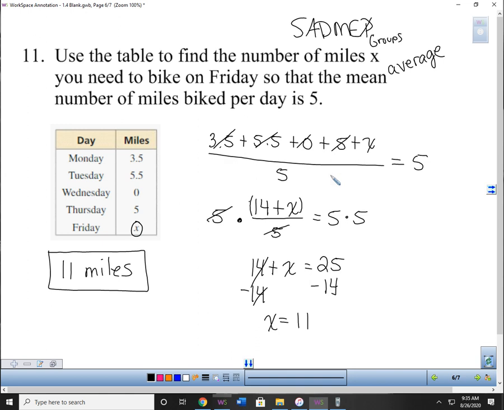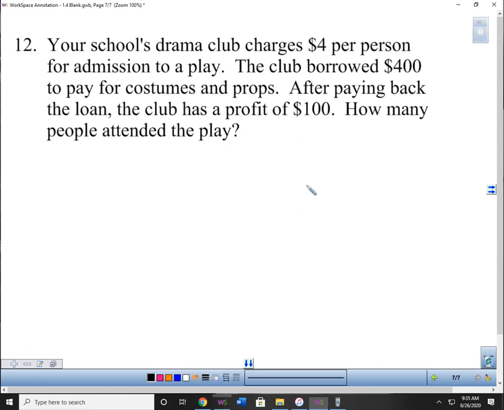Add them all up, divide by how many test scores there are, set it equal to what you want your average to be. All right, your school's drama club charges $4 per person for admission to a play. The club borrowed $400 to pay for costumes and props. After paying back that loan, the club has a profit of $100. How many people attended the play? So this is what you're trying to find, right? How many people were there?